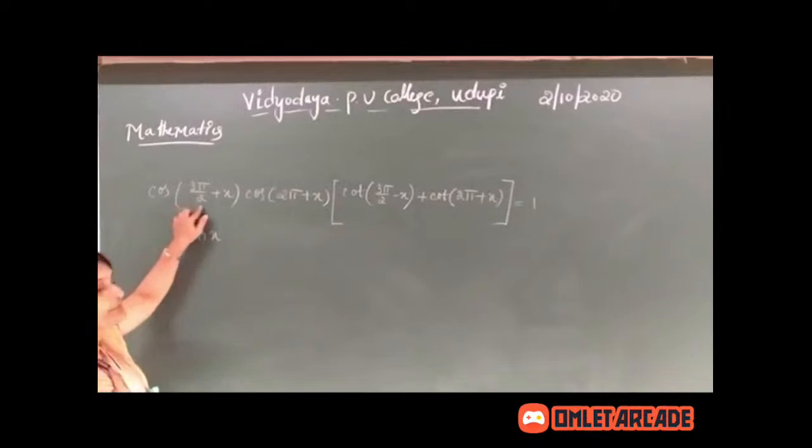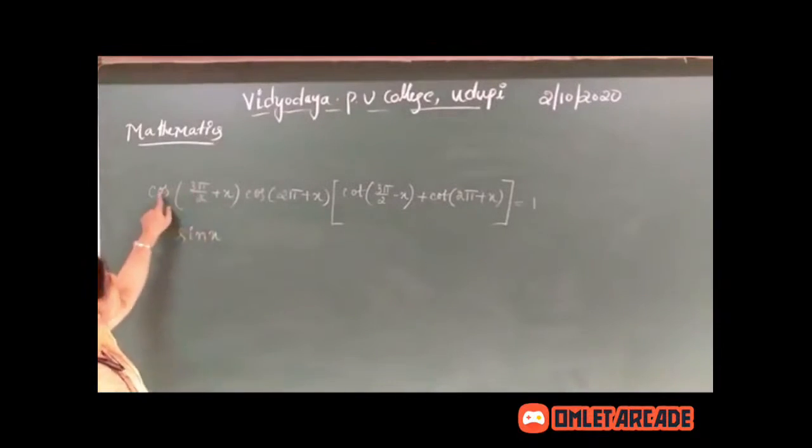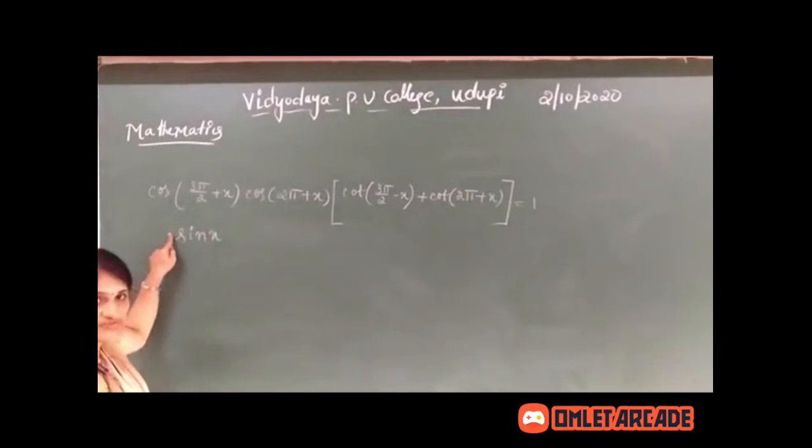Getting the answer? 3 pi by 2 plus x. So fourth quadrant, cos is positive, so positive sign, and it is 3 pi by 2, odd multiple of pi by 2, which means cos changes to sin. So directly we write it as sin x.